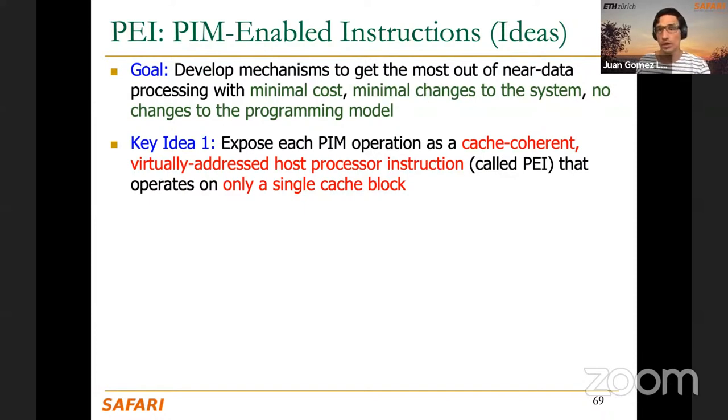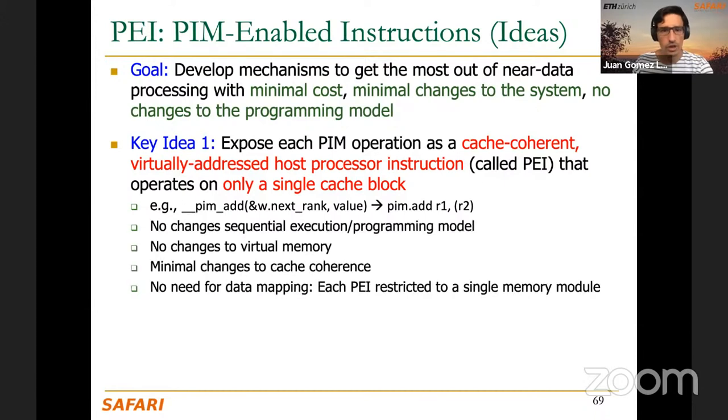This is an important restriction to make the integration simpler, but even though it's a restriction, it's not such a surprising restriction. There are already, in current computing systems, operations that are restricted to a single cache block. An example is the atomic operations in CPUs and GPUs. So this is more or less the shape, the syntax of one of these PIM-enabled instructions. We are going to see some code next.